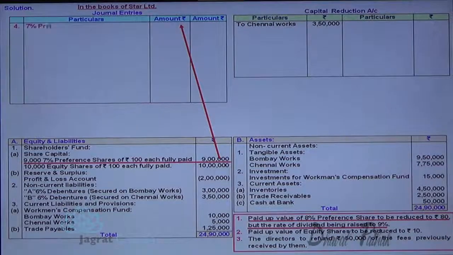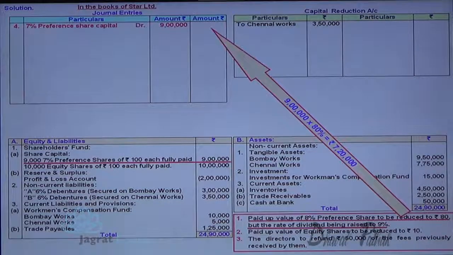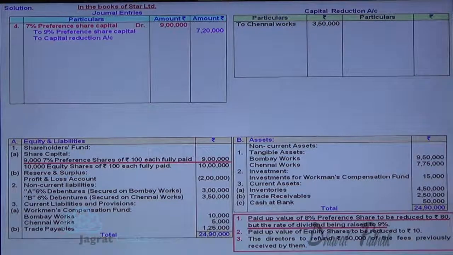7% preference share capital account debit 9 lakhs, to 8% preference share capital account credit 9 lakh into 80%, 7,20,000. And 20% is the capital reduction. So capital reduction account is credited with 1,80,000. That is the difference. So I write to the credit side of capital reduction account 1,80,000. This is how the first transaction journal entry and its posting only to capital reduction account is being done. Next.